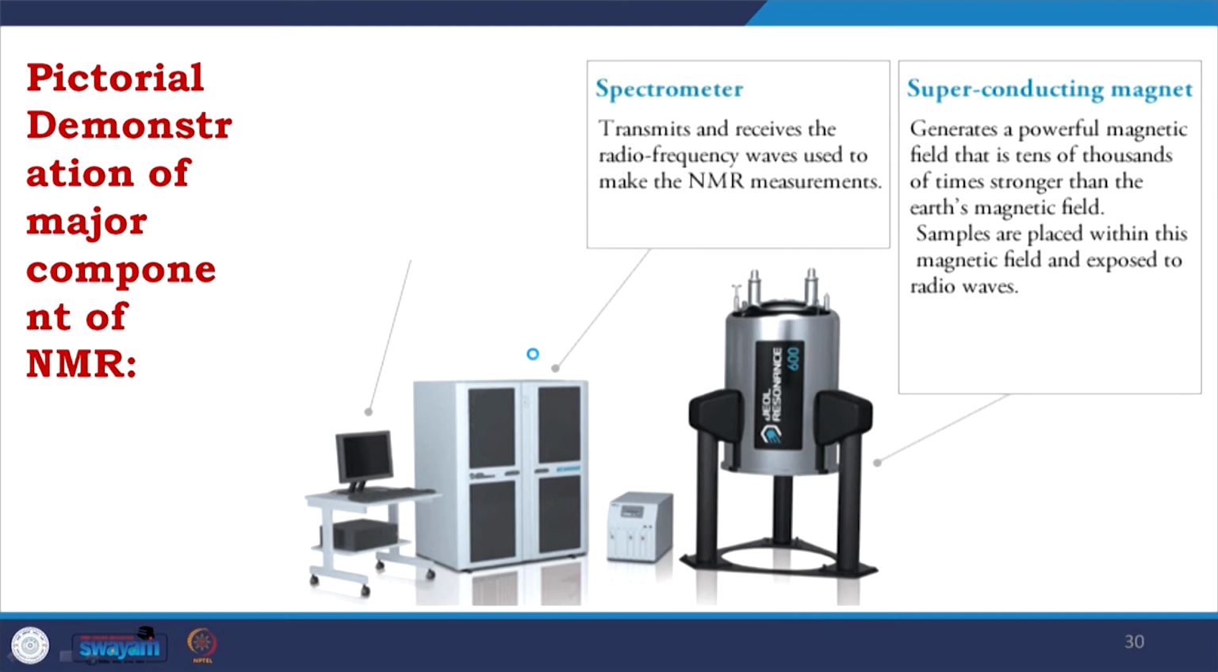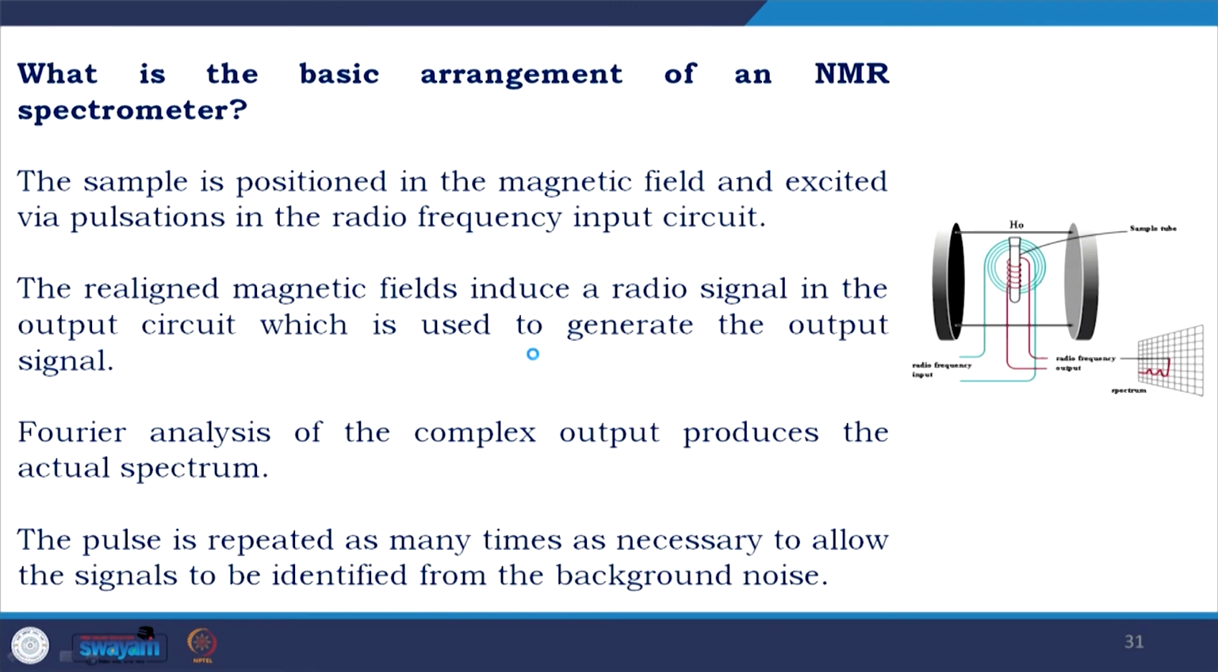The spectrometer transmits and receives the radio frequency waves used to make the NMR measurement. The computer handles instrument control and data processing. So, what is the basic arrangement of an NMR spectrometer?